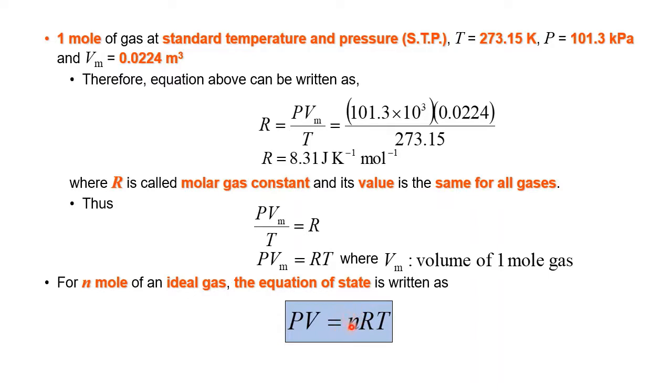Okay, untuk gas yang bilangan mole dia tertentu, kita kena guna equation PV equals nRT dan gantikan n ni adalah number of mole.